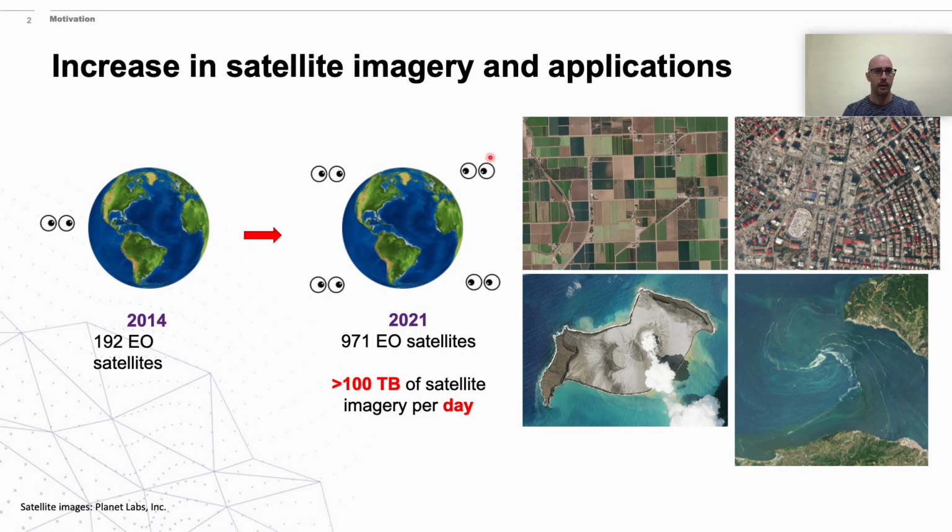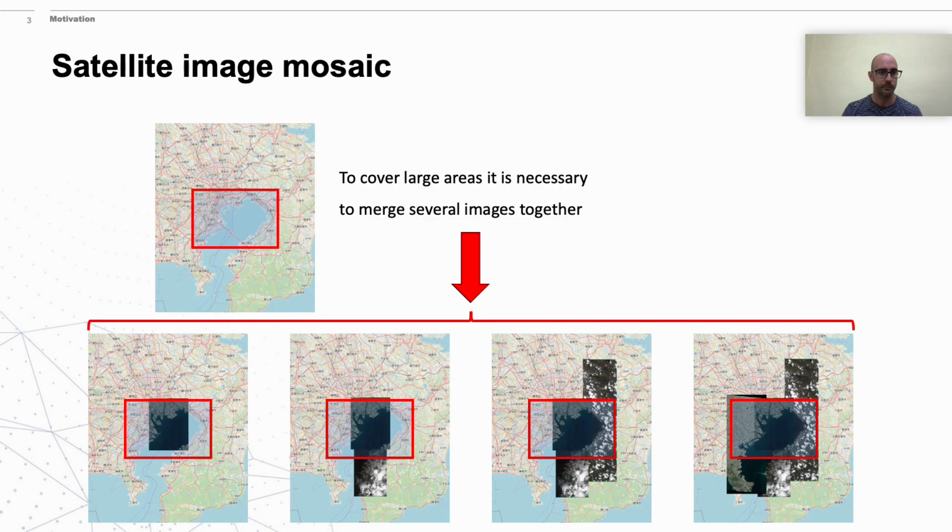In recent years, the Earth observation industry has experienced rapid growth. To illustrate the magnitude of this growth, consider that the number of satellites observing the Earth in 2021 exceeded 4 times the count in 2014, and the amount of satellite imagery produced per day was bigger than 100 terabytes. This surge in available imagery has led to the creation of numerous applications, including but not limited to crop monitoring, natural disaster management, and environmental monitoring.